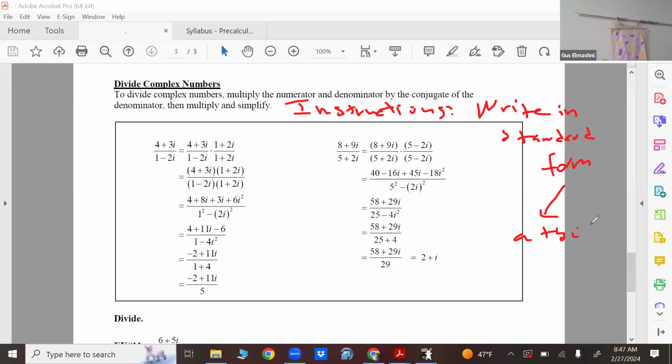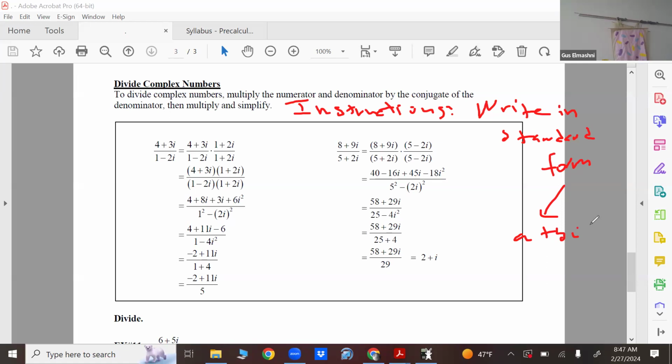Clearly, that's not a plus bi. That's two complex numbers, one over the other, right? I need to make this look like this. Meaning I need to actually break this apart as -2 plus something over this line. I need to identify what is a and b.